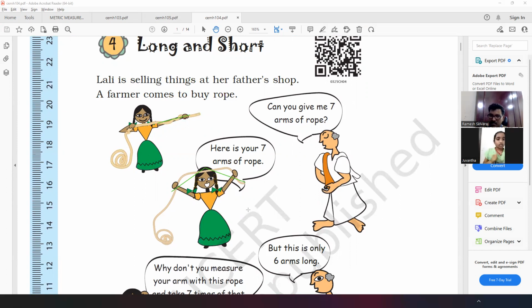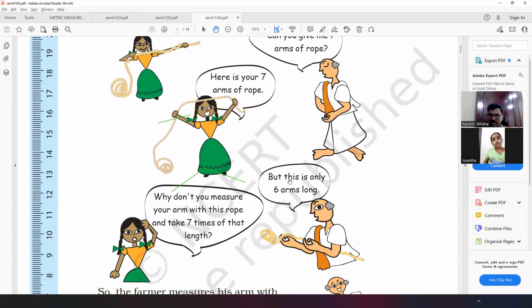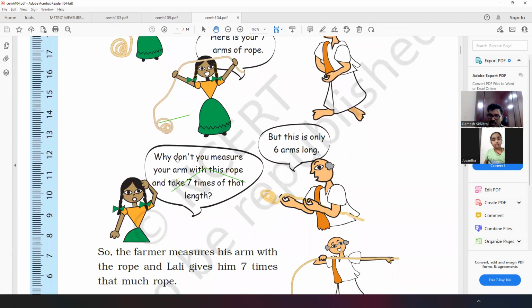She is giving it. But when this guy is measures it, it comes only 6 arms. This is only 6 arms long. Why don't you measure your arm with this rope and at least take 7 times that length? So the farmer measures his arm with the rope and Lalia gives him 7 times that much rope.